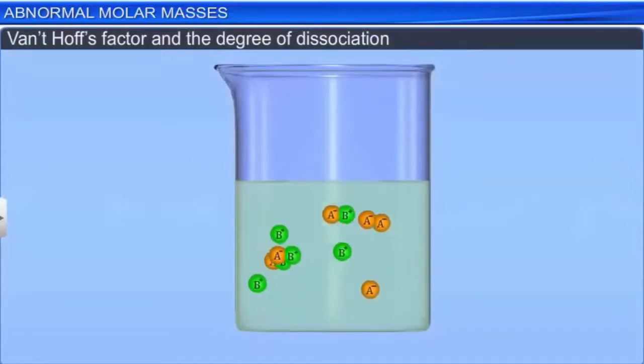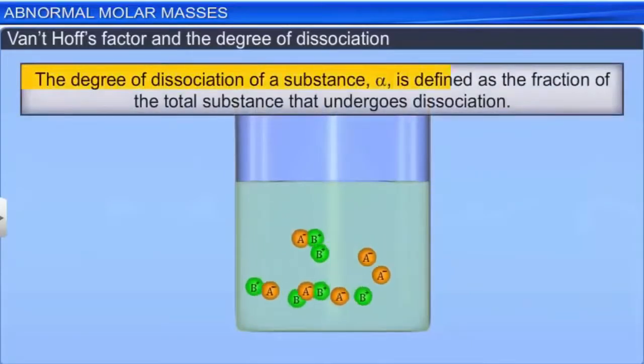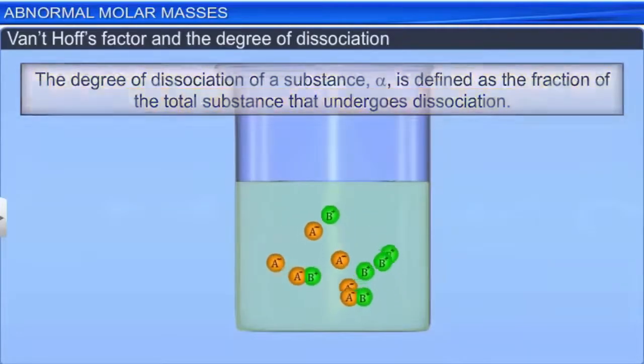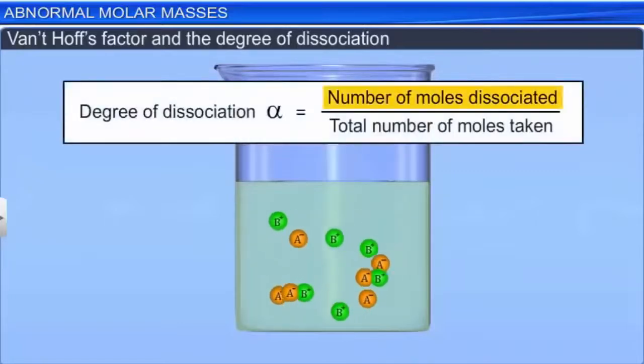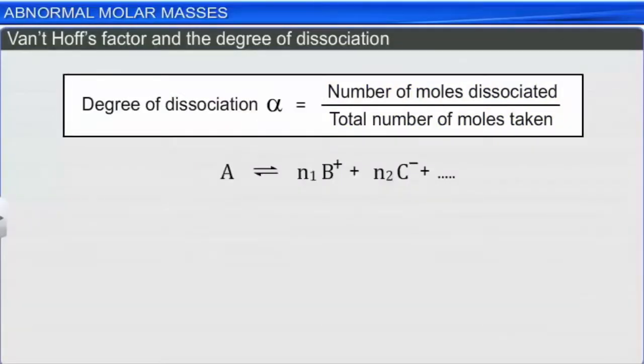The degree of dissociation of a substance, alpha, is defined as the fraction of the total substance that undergoes dissociation. That is, alpha is equal to the number of moles dissociated divided by the total number of moles taken. Suppose one molecule of electrolyte A gives n number of ions on complete dissociation. That is, in general, A dissociates to give n1 moles of B plus n2 moles of C plus and so on, such that n1 plus n2 plus and so on is equal to n.